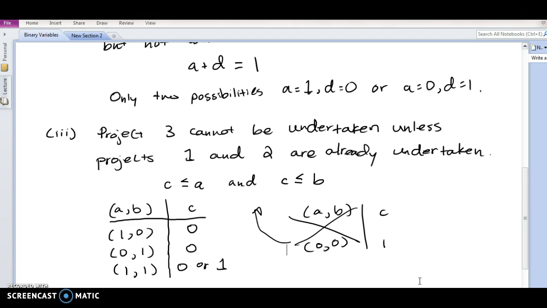Okay, so this is a slightly simpler version. Your question on the final just has one more project, project 5, and you'll just add one more binary variable, E, to represent project 5: 1 if it's undertaken, 0 if it's not. So good luck on your binary variable question.